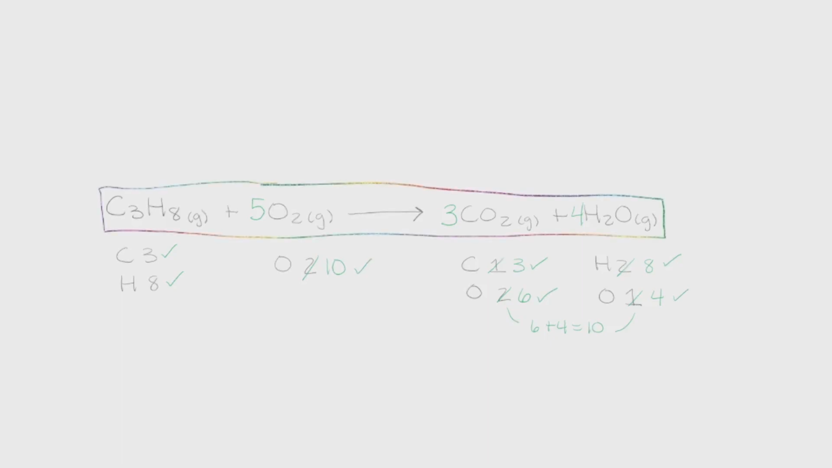So the final balanced equation is C3H8 plus 5O2 goes to 3CO2 plus 4H2O.